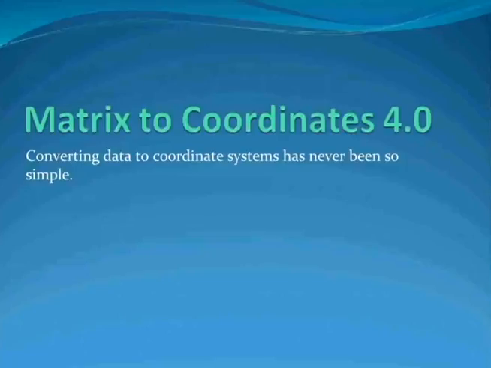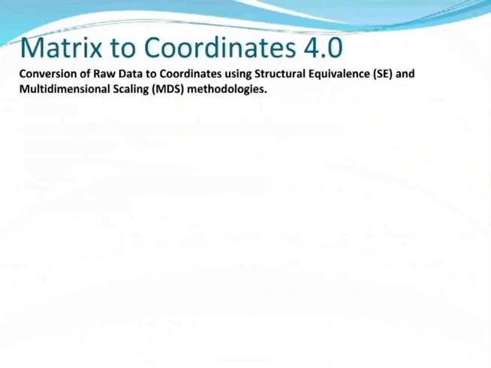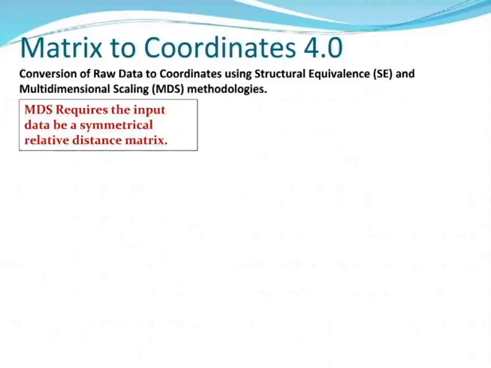Okay, so now we're going to talk a little bit about the Matrix Coordinates program. This program is really going to be the bedrock to getting to the visualizer as quickly as possible. It is going to take your raw data and create, through structural equivalence modeling, a multidimensionally scaled space, a coordinate space.